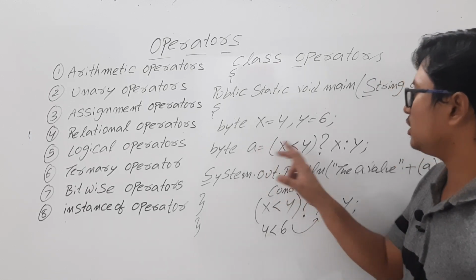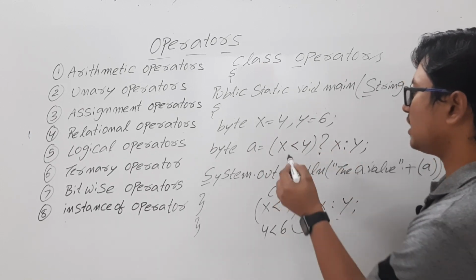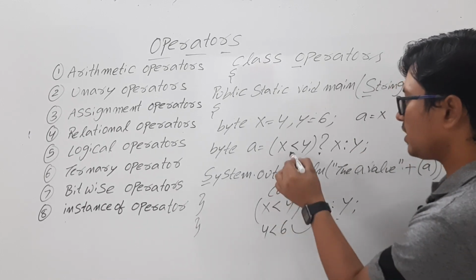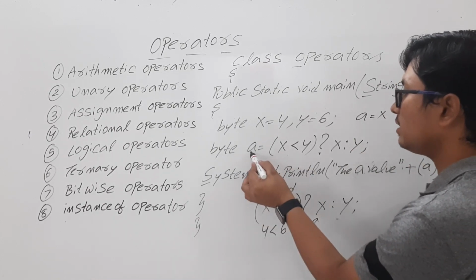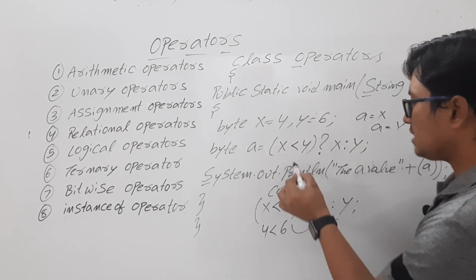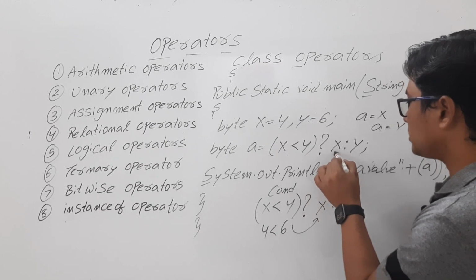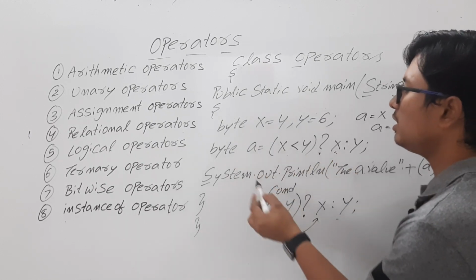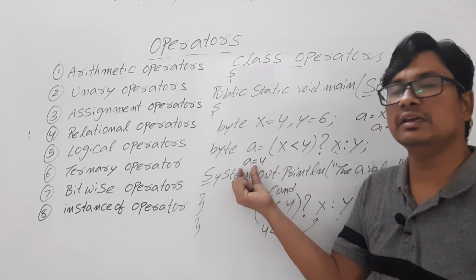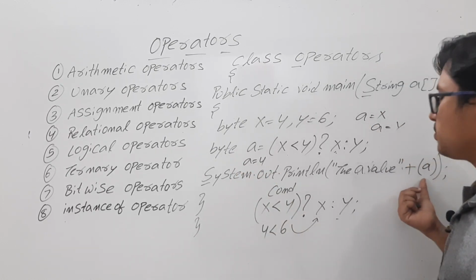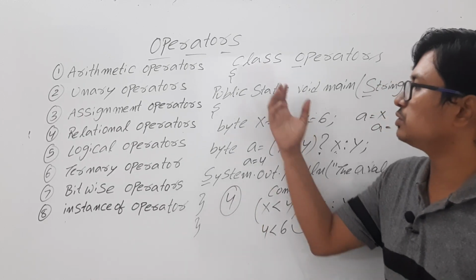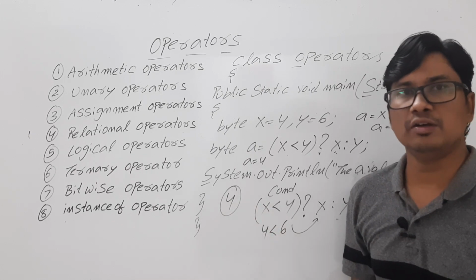So meaning is that a is equal to x. If this condition is true, a will get the value which is there in the variable x. If the condition is false, then a will get the value which is there in the variable y. Now as this condition is true, the value which is there in the variable x, which is 4, will be assigned to the variable a. So you are getting a is equal to 4. If you display the a value, you will get the output as 4. I hope you have understood about the working process of ternary operator.